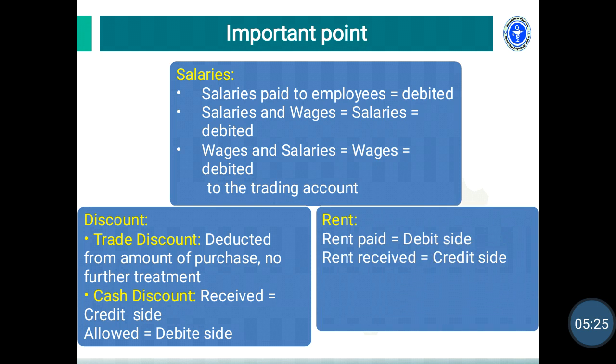Next important point is rent. The amount of rent paid is shown on a debit side of profit and loss account. However, in case of rent received, it is considered as an income and it will appear on a credit side of profit and loss account.